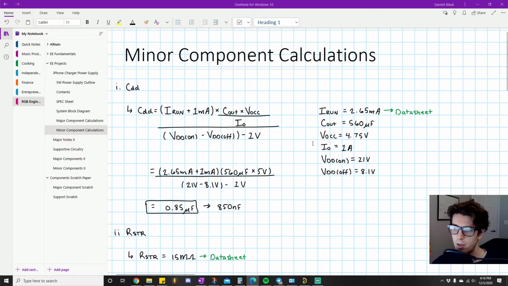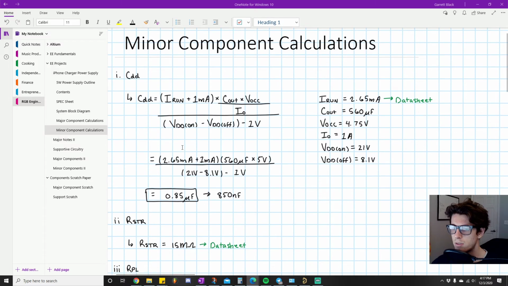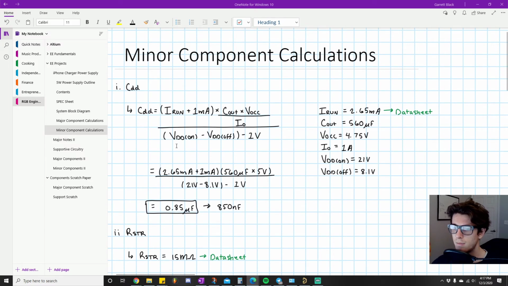I out, we set that value to 1 amp. It's the value we choose. VDD on and VDD off are found in the data sheet as well. I think I might have mentioned at least one of them earlier. VDD off is the under voltage lockout turn off voltage, and VDD on is the under voltage lockout turn on voltage. They're both found in one of the tables in the data sheet, and their values are 21 volts and 8.1 volts respectively.